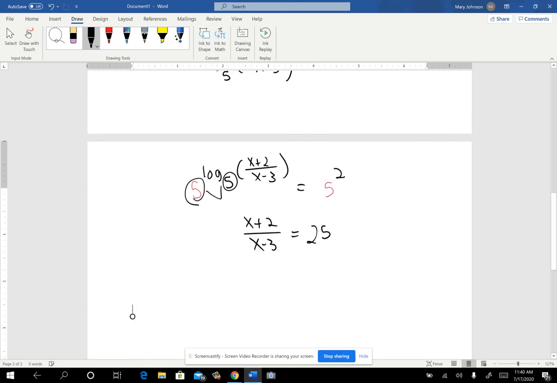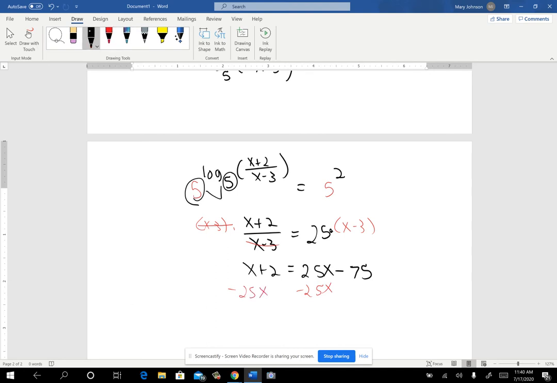And now you have to continue showing me your steps. You're going to multiply both sides by x minus 3. That's going to leave you x plus 2 equaling 25x minus 75, because that's just multiplication. That's not an exponent. Then I need to get my x's together.